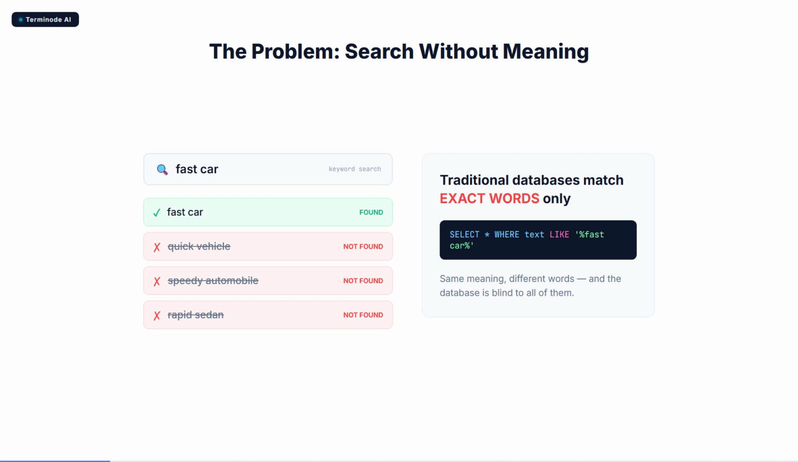An embedding is a mathematical representation of text, or an image or audio, as a list of numbers, called a vector. Not random numbers, numbers that capture meaning.